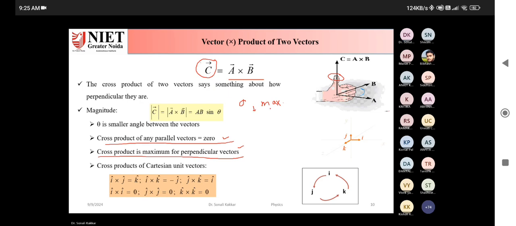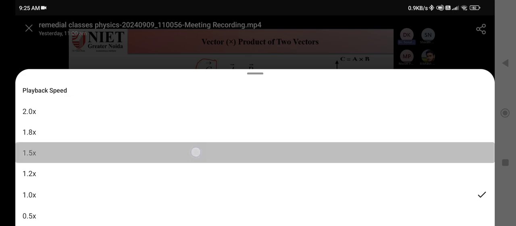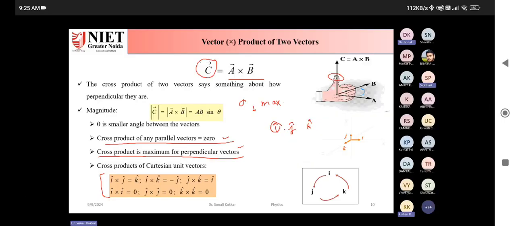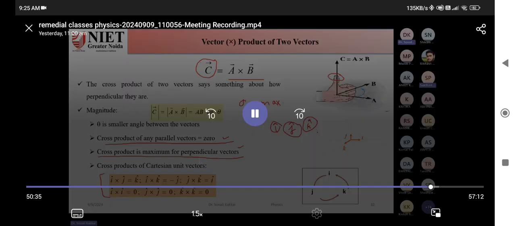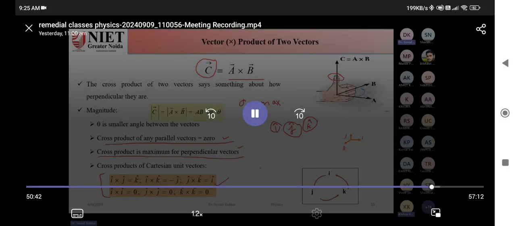So you must have also come across the cross products of Cartesian unit vectors, i cap, j cap, and k cap. What is i cap? Unit vector along x direction. And j cap is the unit vector along y axis. Similarly, k cap is the unit vector along z axis. Yes, absolutely right.